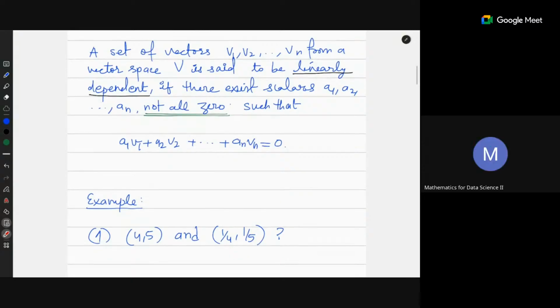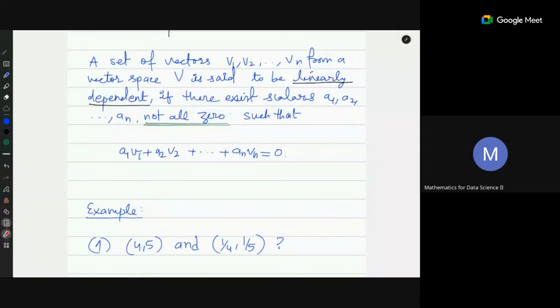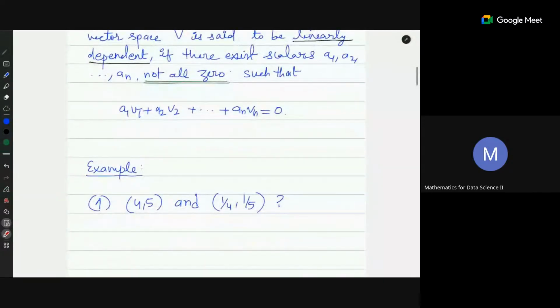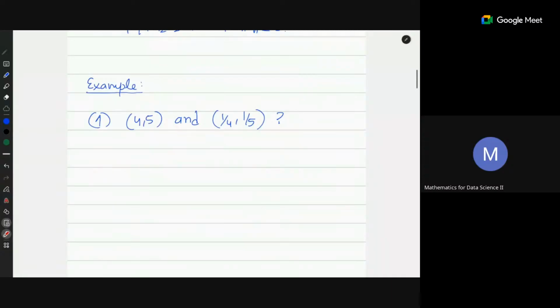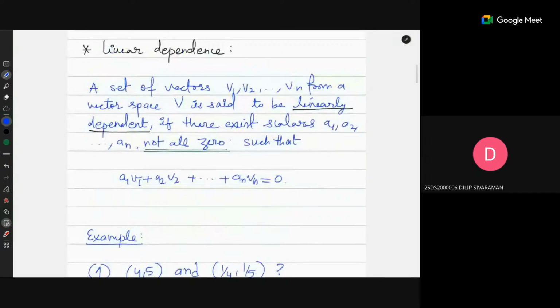Okay. So this is the definition. Let's look at some example. May I ask a question? Yeah, please. So all these coefficients, are they coming from the linear equations which have n variables? No. These are scalars. A1, A2, An are scalars. Okay, so you don't get confused with this.